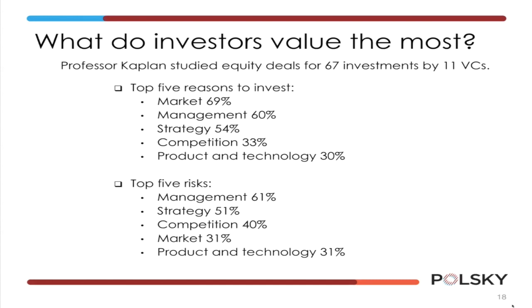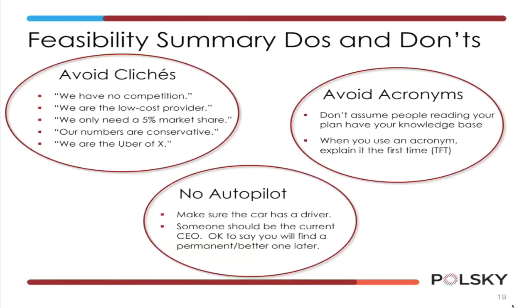All right. Couple of things that entrepreneurs do that are mistakes. There are a bunch of cliches that entrepreneurs will use. We don't have any competition. We're the low-cost provider. We only need a 5% market share to be a really big company. Our numbers are conservative. I'm going to stop on this one for a second.